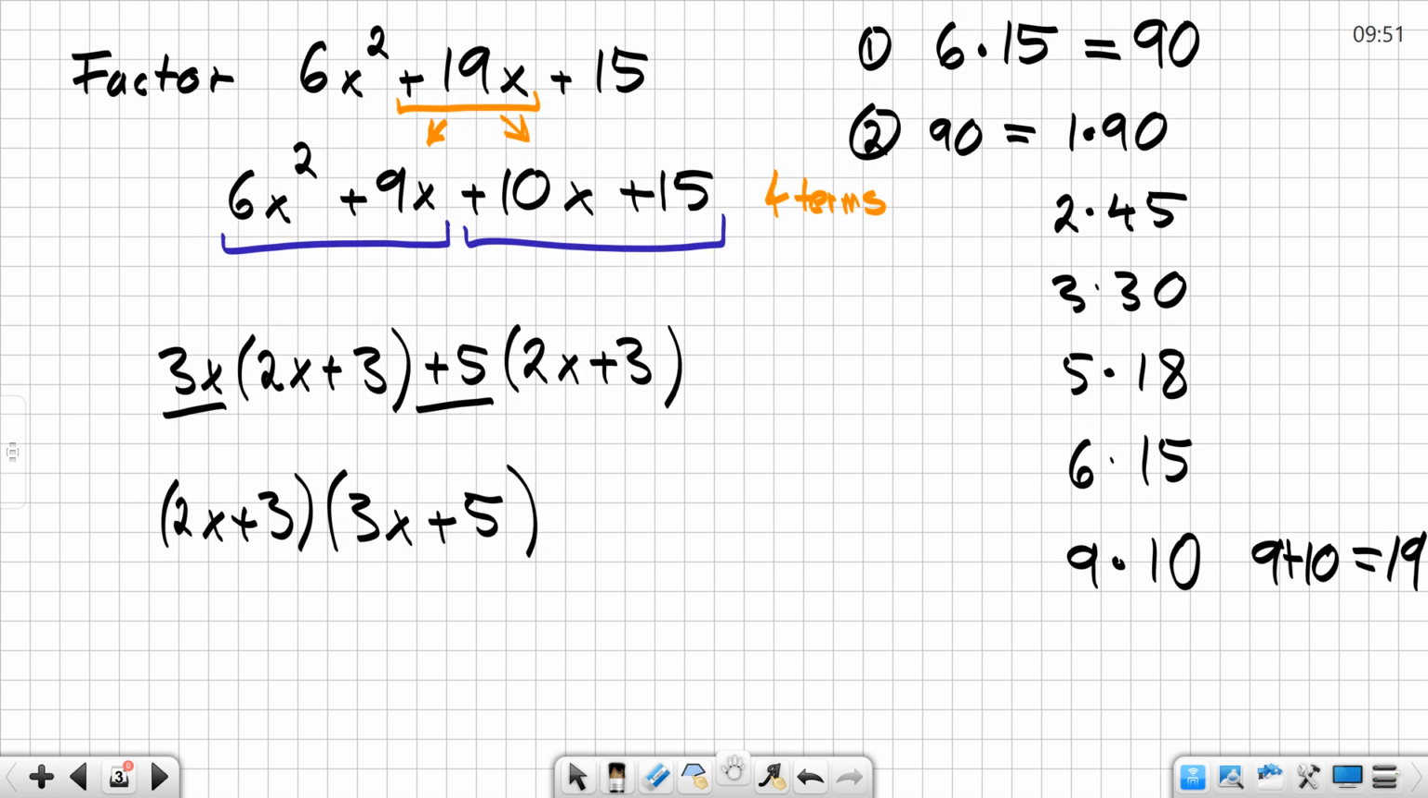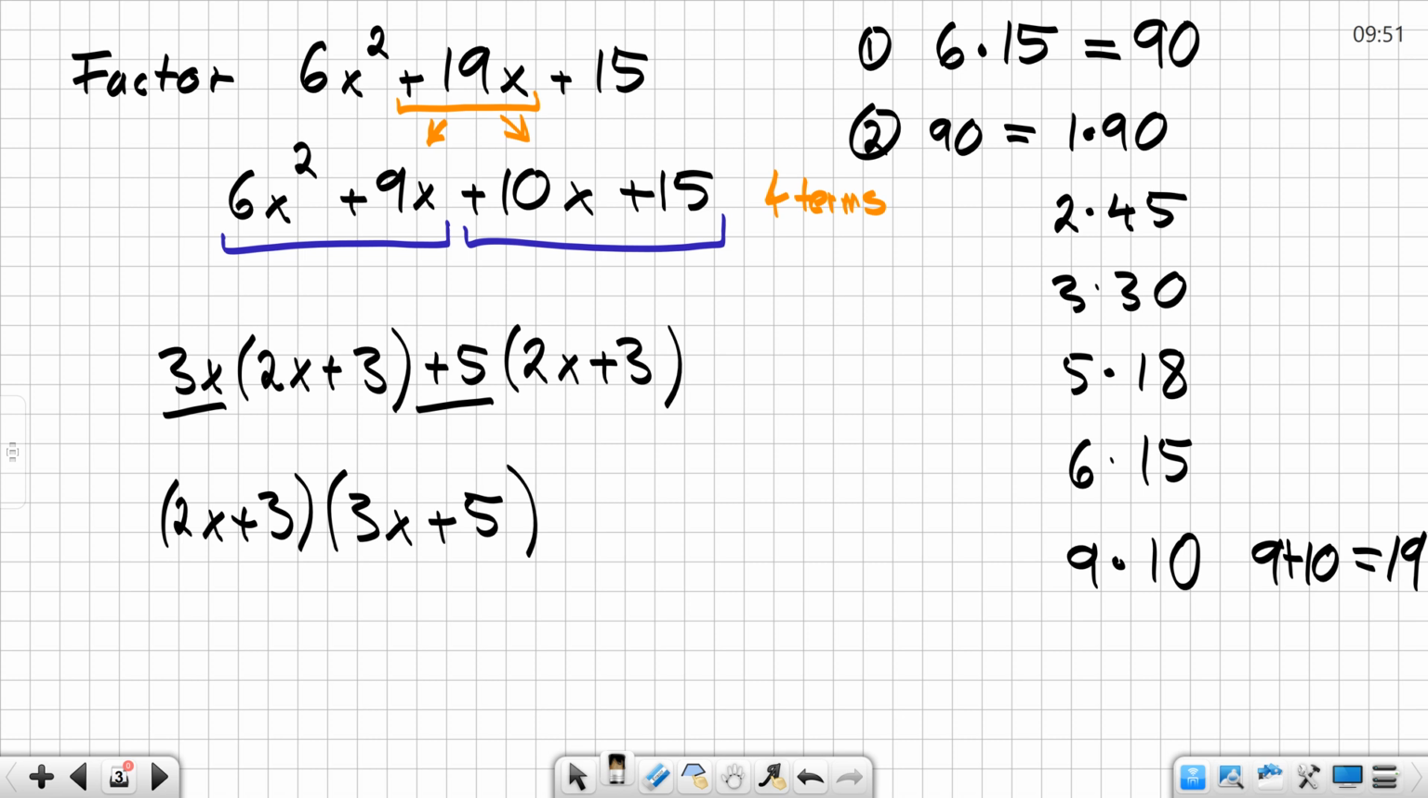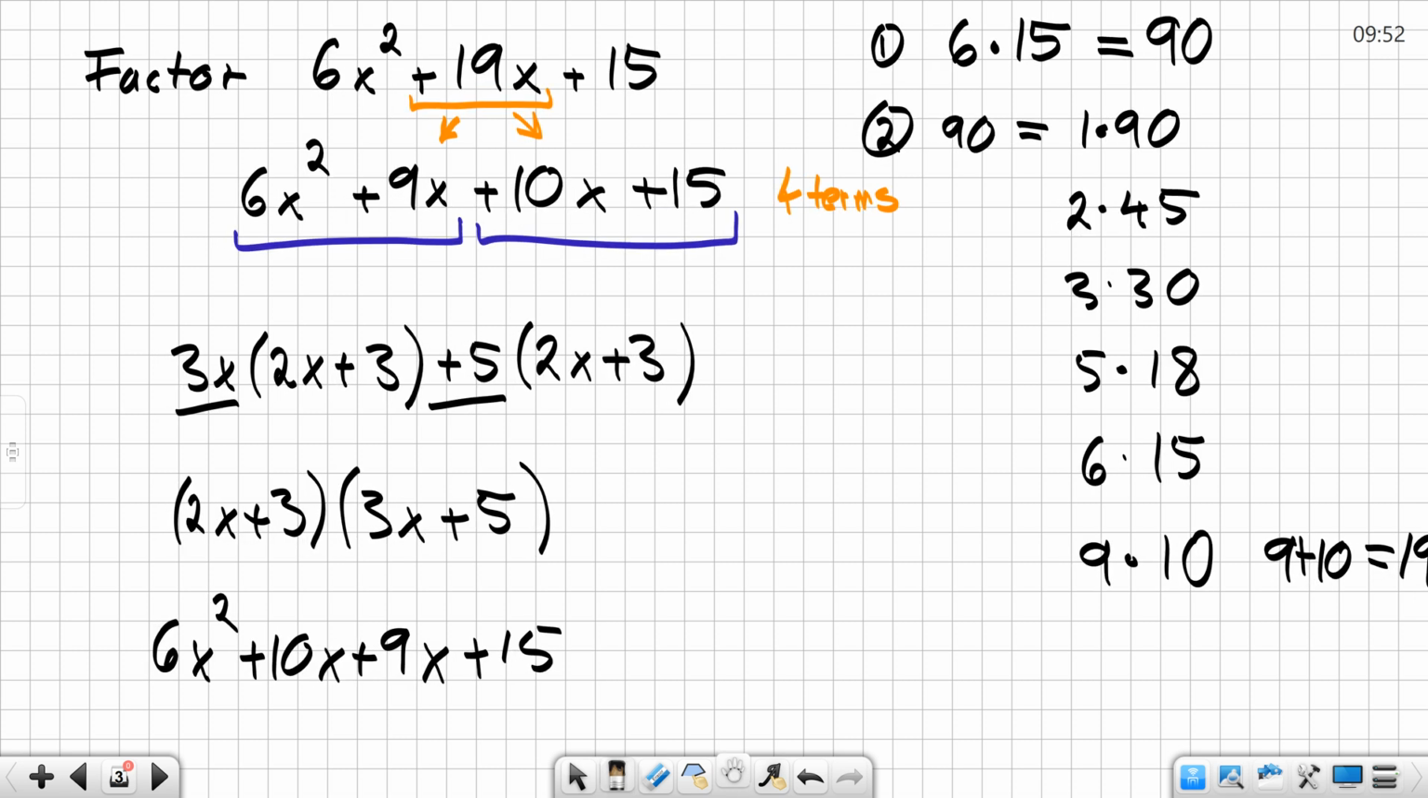Always check your answer. So if I would FOIL this out, I would get, one moment, the product of the first is 6x squared. The product of the outer is 10x. The product of the inner is 9x. And the product of the last is 15. And you see already why we had 9x and 10x, because now the sum of these two is going to be 19x plus 15.